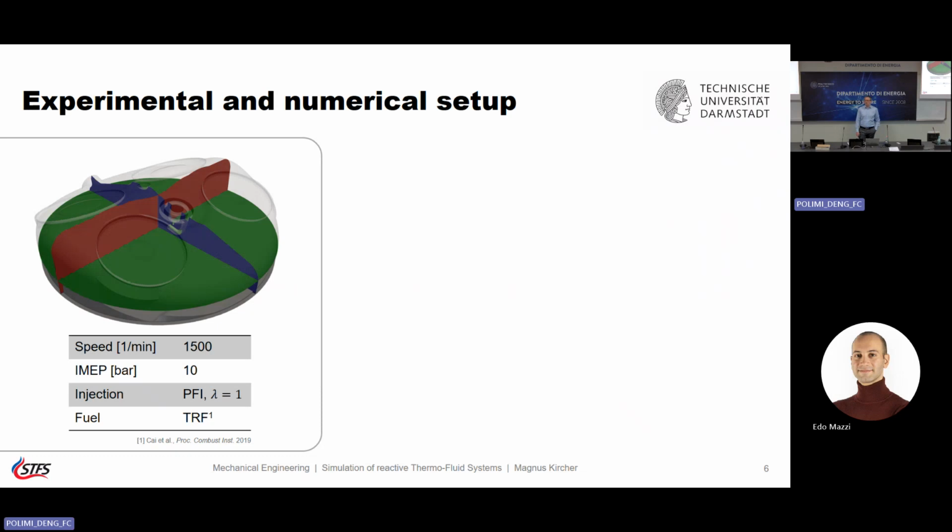For the results I'm later discussing, I'm focusing mainly on these three planes. So the middle plane, it's shown in red, the tumble plane, blue, and then a horizontal plane. And I will reuse this picture to give an orientation where I'm at in the engine.